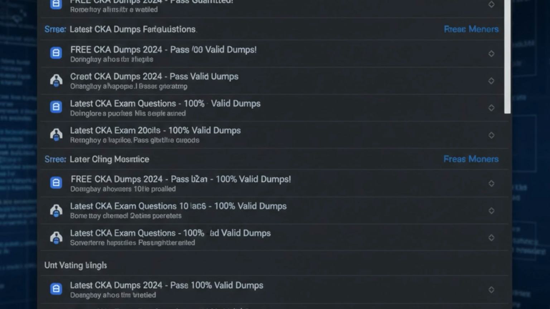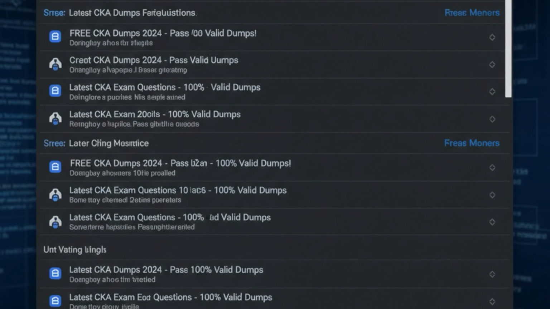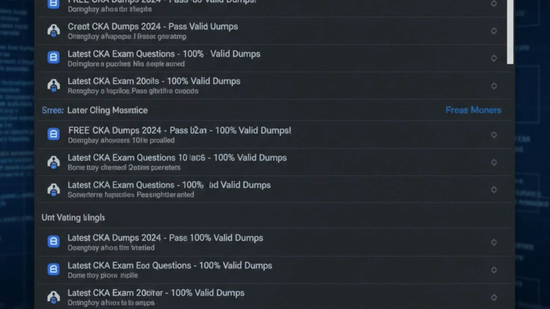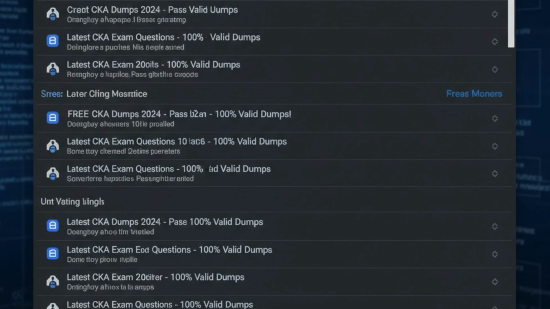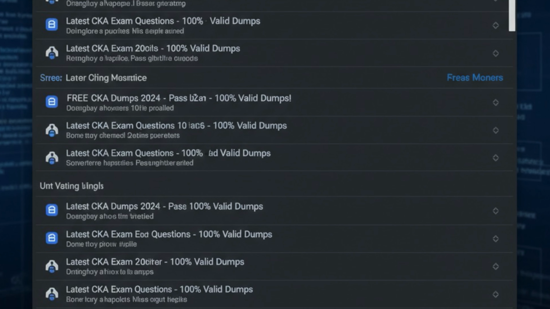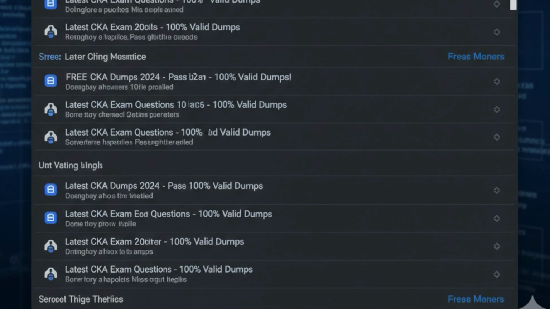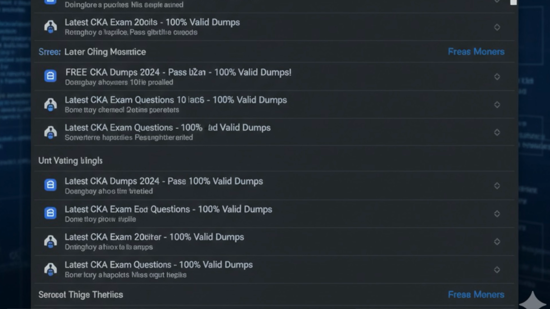But here is the harsh reality. Falling for CKA dumps is not only a waste of your time and money, but it undermines your goal of becoming a competent Kubernetes administrator. And trust me, the Linux Foundation, which administers the CKA exam, is good at spotting dump users. Now, let's break down why these dumps are such a trap.